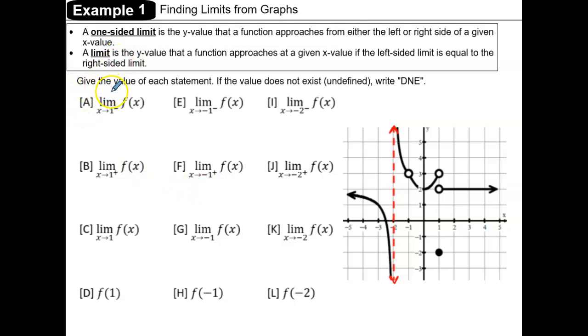So here we're asked to give the value of each statement, and if the value does not exist, if it's undefined, we're going to write DNE, does not exist.